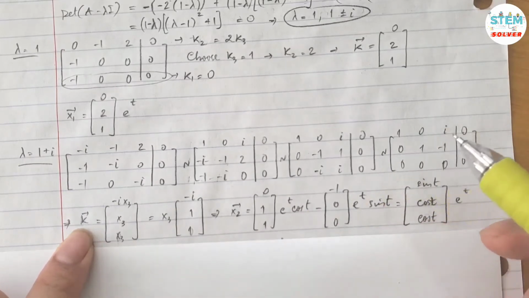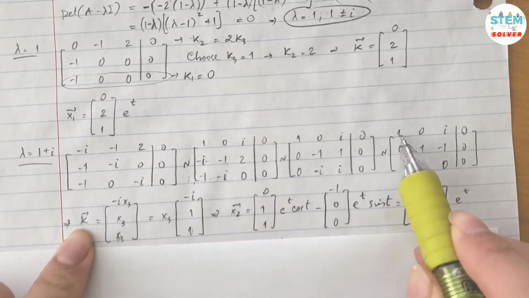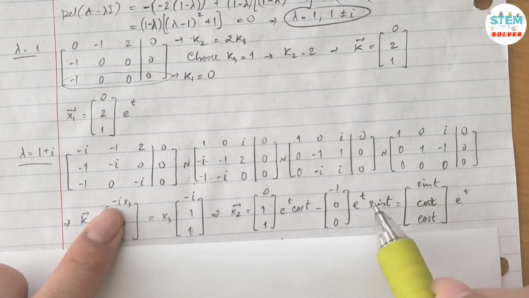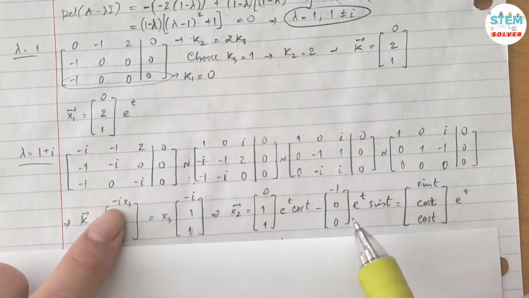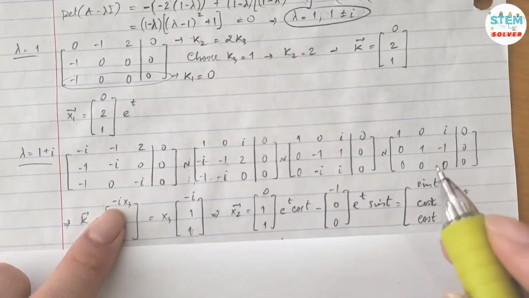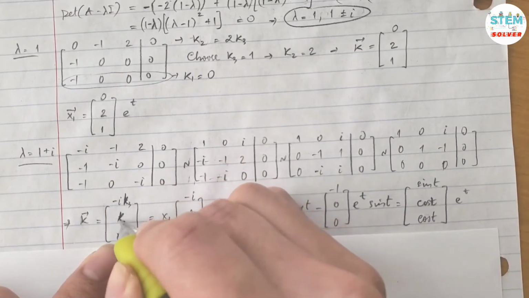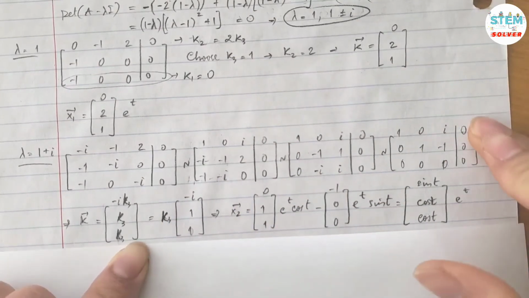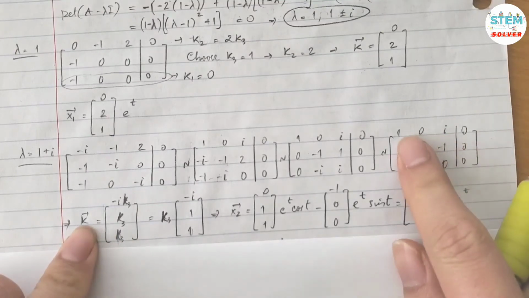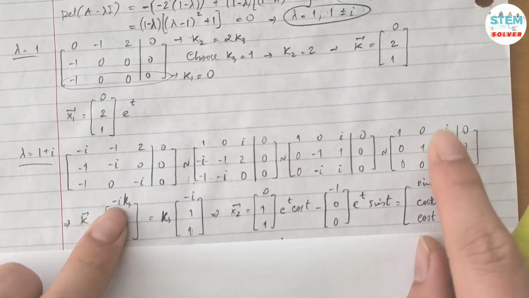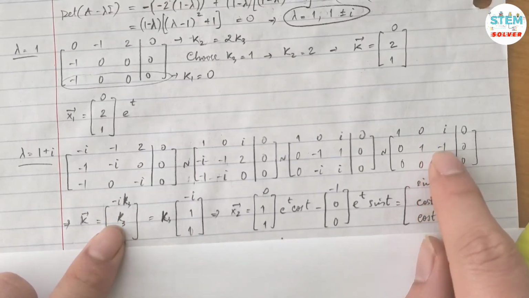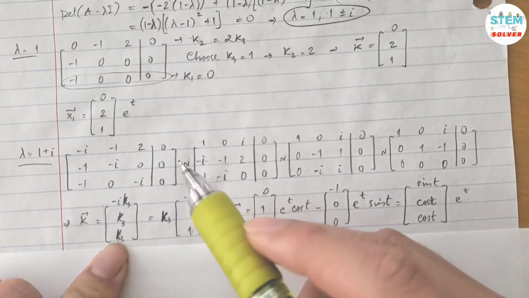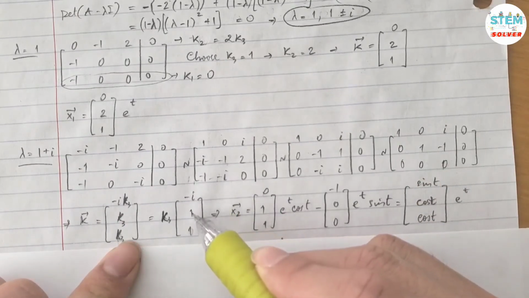Now over here, vector k is equal to, so you have k1 equals negative i k3. You can call it x3 or k3, doesn't matter much. Let's fix it to k3 to match what we've been doing. So vector k: k1 is negative i k3, k2 is 1 k3, k3 is just k3. Then if you factor out k3, you are left with negative i, 1, 1.